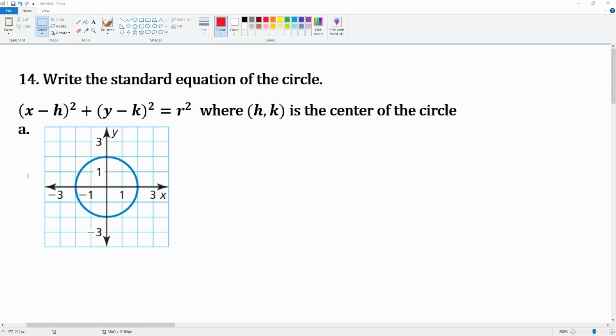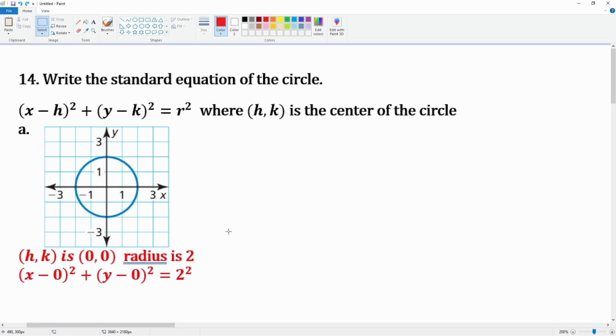So we look at this. The center is 0, 0. And if we count, the radius would be 7. All right. So now all we have to do is just plug it in. Okay. So just plug it into the equation that we have. And then we get x minus 0 squared plus y minus 0 squared is equal to 2 squared. Simplify. x squared plus y squared equals 4.